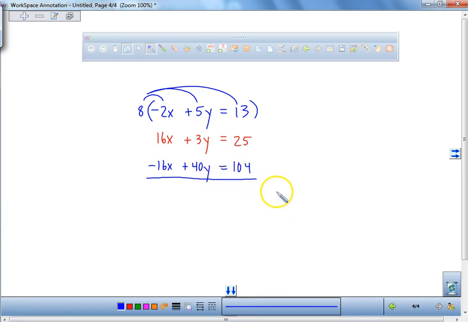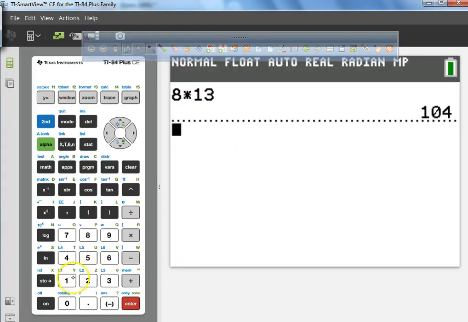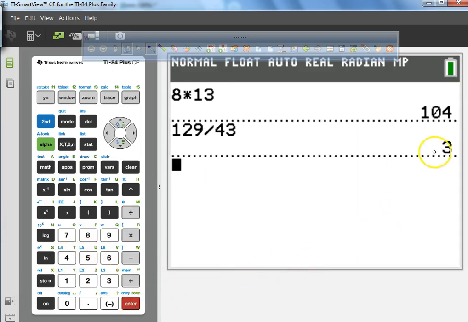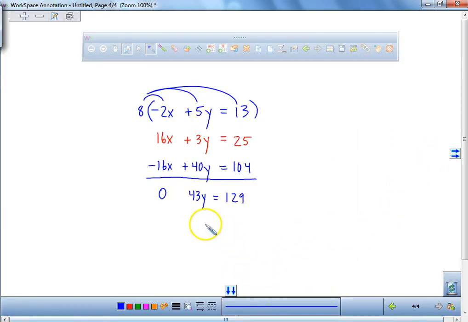When we do this, we are literally adding these equations together because we're eliminating all the x values. So that zeroes out. We get a total of 43 y's equals a total of 129. So I'm going to take 129, divide it by 43, and I get 3. If I divide both sides by 43, I get y equals 3.